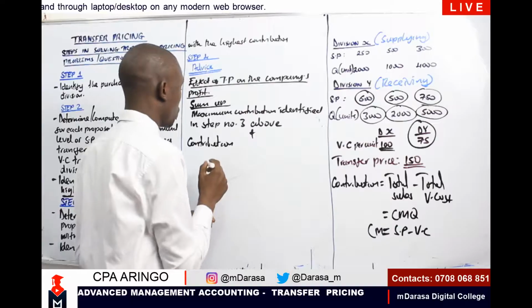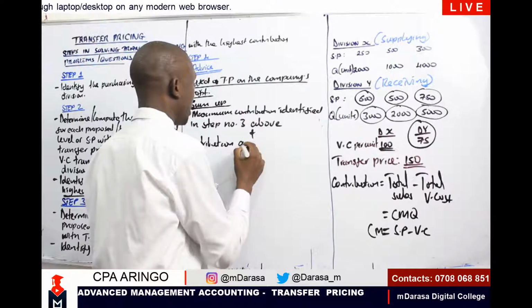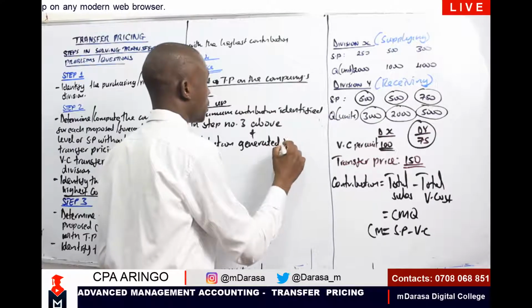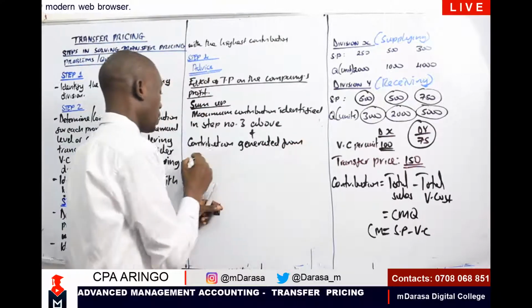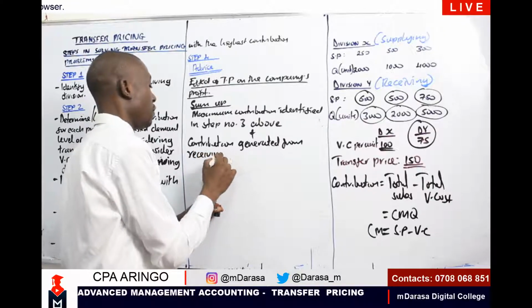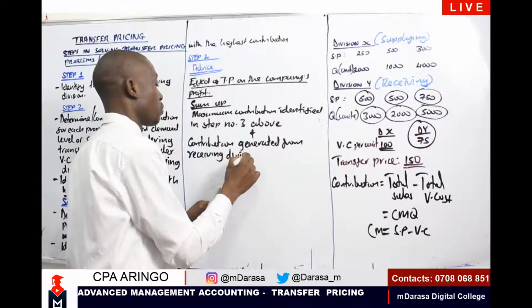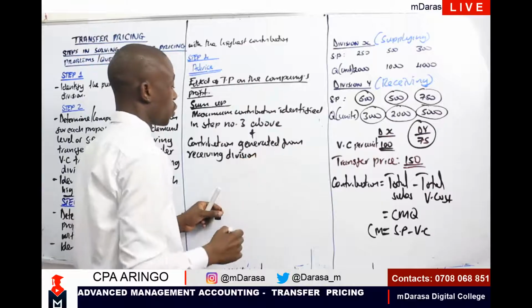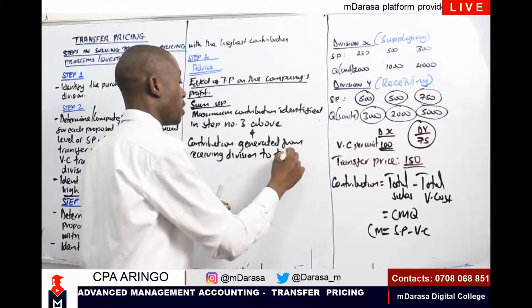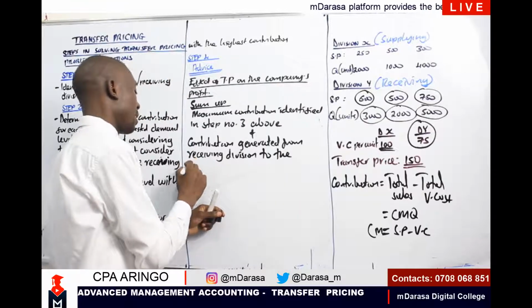that is, the contribution generated from the receiving division to the supplying division.